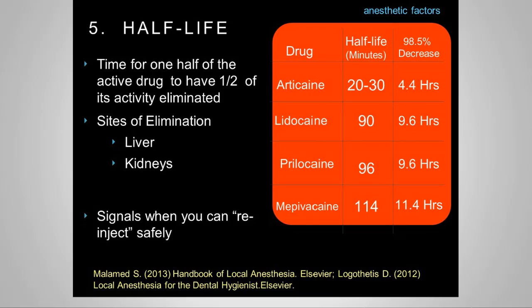So in the comparison graph I've got here, you can see how articaine has a 20 to 30 minute half-life compared to lidocaine, compared to prilocaine, compared to mepivacaine. It really wins in those categories. And you can see the decrease at 4.4 hours, almost 4.5 hours, you've got a 98.5% decrease. So it's really a safer eliminating factor than what lidocaine would be, or prilocaine for that effective measurement and comparison.